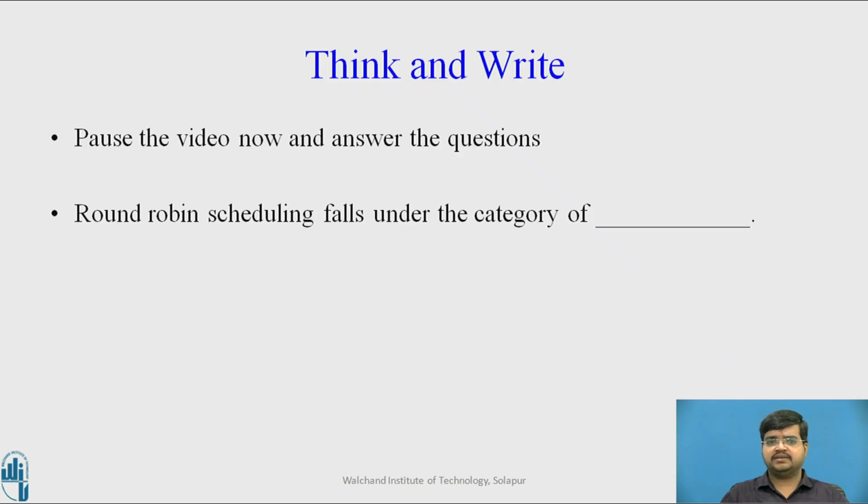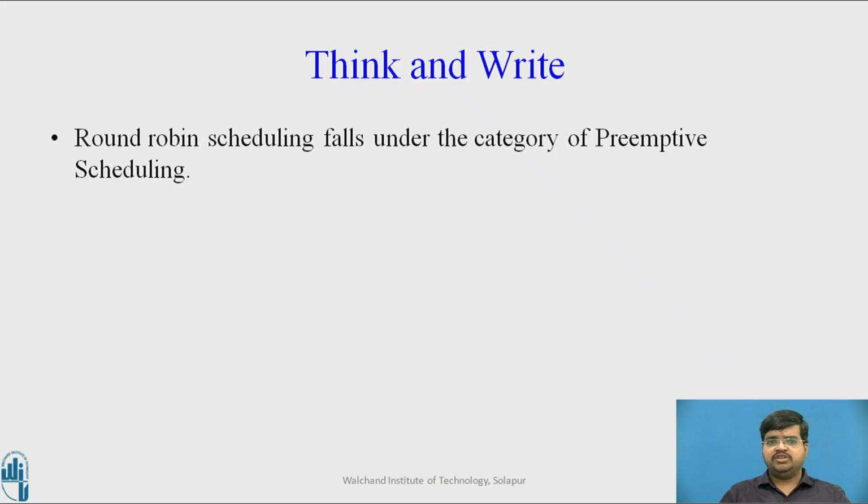Let's go for the answer. Round robin scheduling falls under the category of preemptive scheduling. We have already seen in the lecture that round robin scheduling preempts the process. Whenever the burst time of a process is more than one time quantum, that process is preempted and it is executed in the next time slice. That's why round robin scheduling falls under the category of preemptive scheduling.